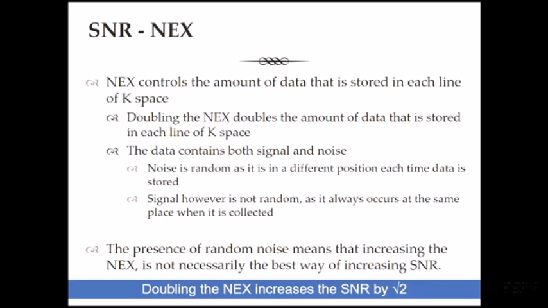So 4 NEX makes the scan time 4 times longer, but it only increases the signal to noise ratio by a factor of 2. So it's not the most efficient way to increase signal to noise ratio. 4 times longer for a 2 times gain in SNR. So if you really want to increase your SNR, you might just want to look at changing the field of view slightly or the slice thickness.